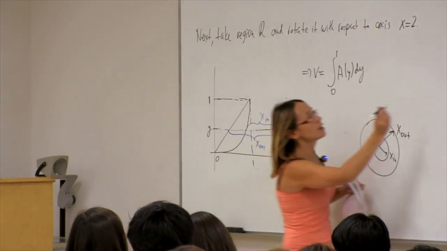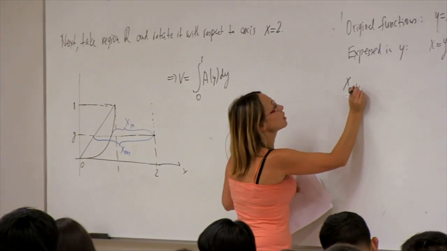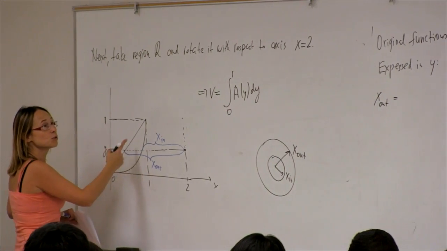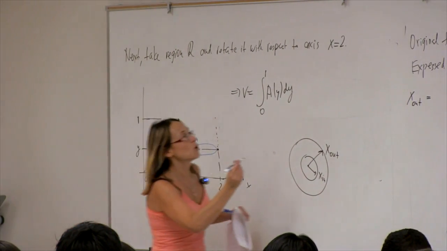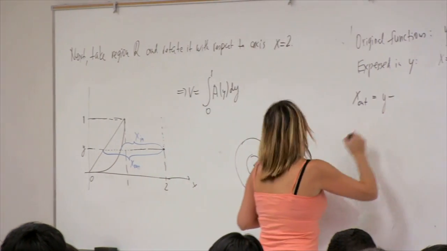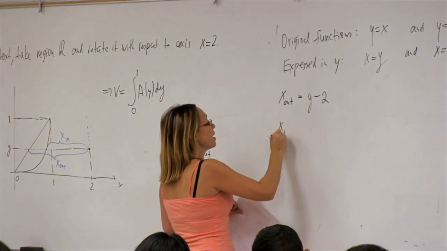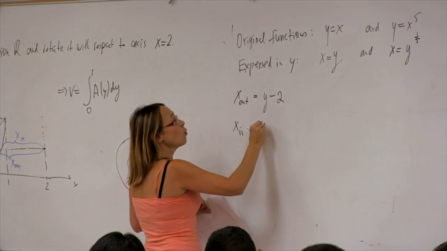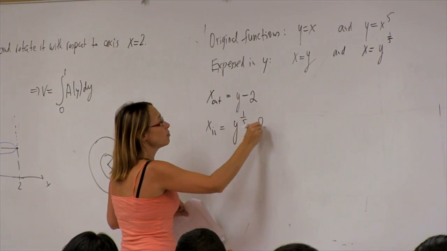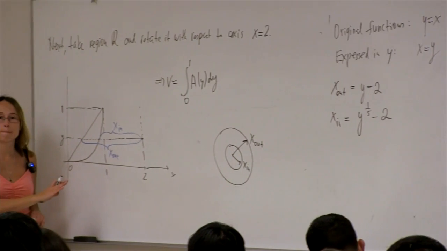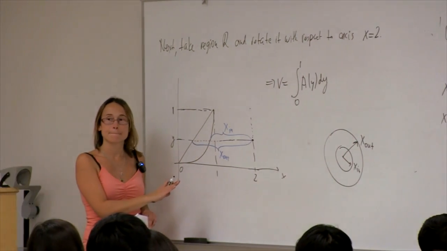So x out is this function expressed in terms of y, right? So it's y minus the axis of rotation, which is 2. That's it. X in is y to the 1/5 minus 2. Questions?